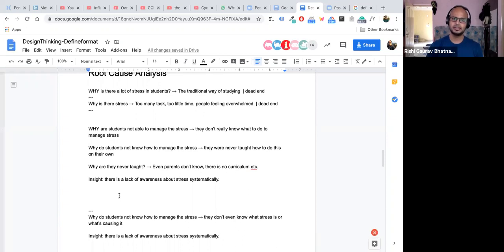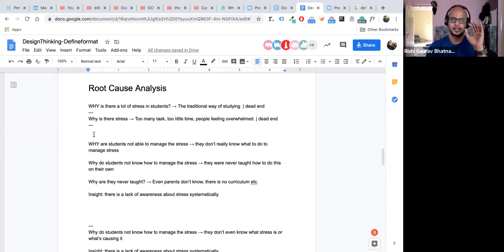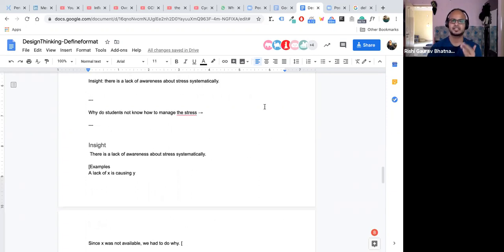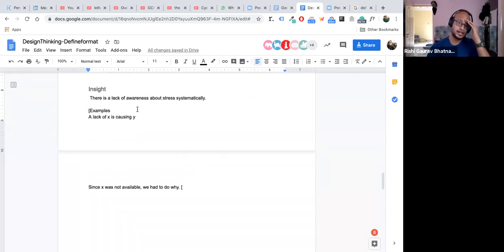And what I would recommend is put all your thoughts on this document. Do not erase anything. If you are doing a root cause analysis and you think there's a dead end, just put there, this is a dead end. I'm not able to go further. Because sometimes you may not be able to go further, but there could be a different perspective from your team or your mentor that may be able to help you go a little bit deeper. So continue doing this as an exercise and spend as much time as you possibly can on this.